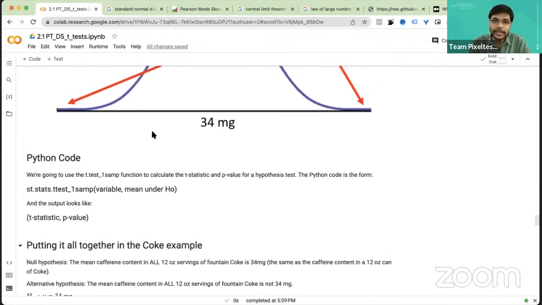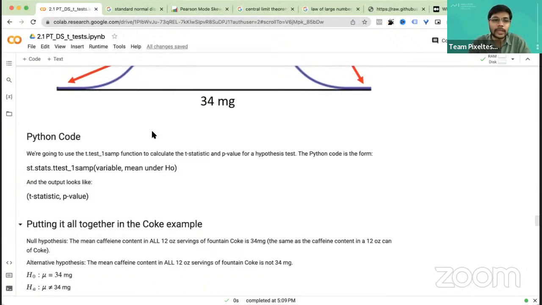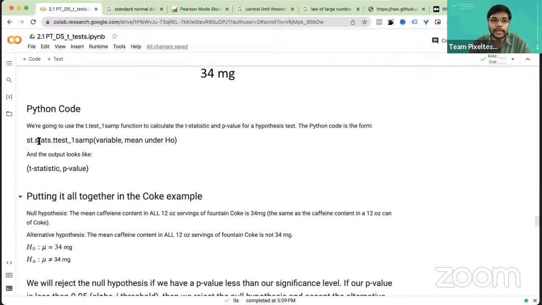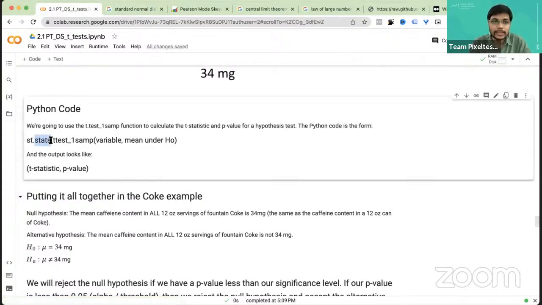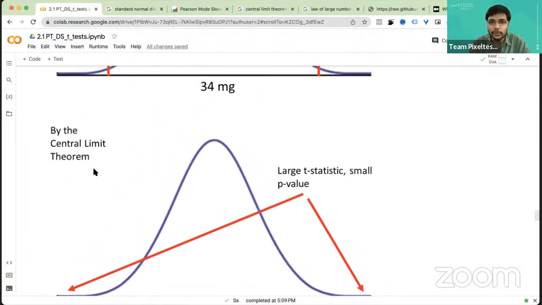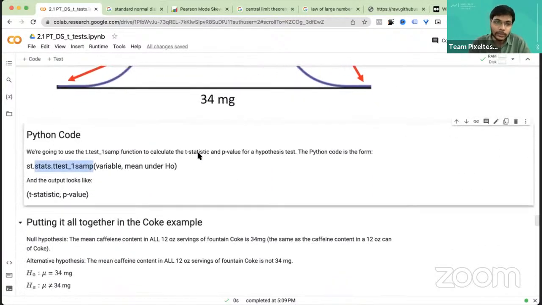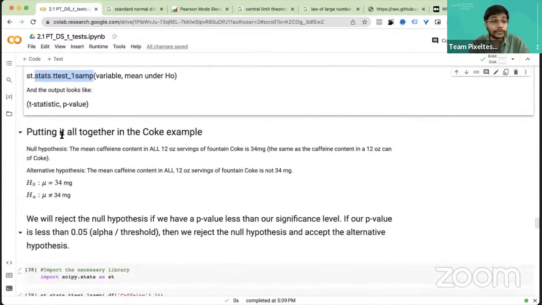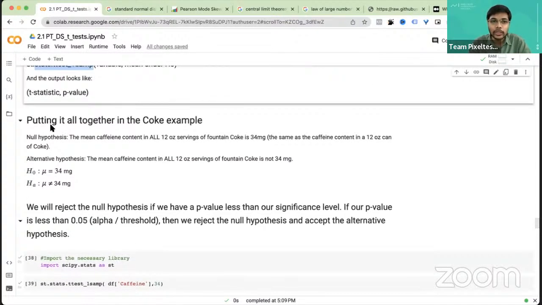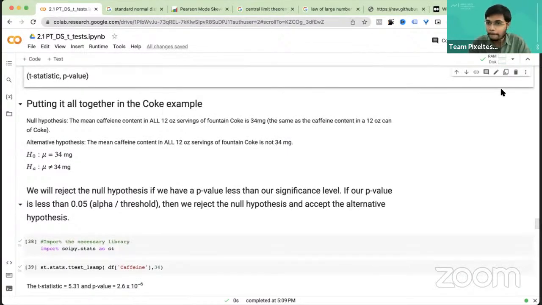You don't have to actually do this mathematically or graphically every time. There is a module in Python, stats.ttest_1samp, right? So here, if you do this over your data frame, you'll be able to get the t statistic value and p value. You don't have to do all this math. You can go ahead and use this function, right? So functions are here to make our lives easier. So now putting it all together in our code example.